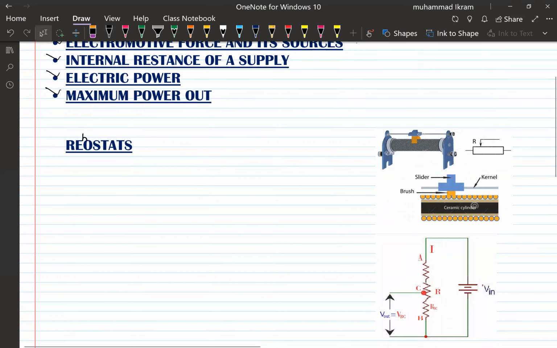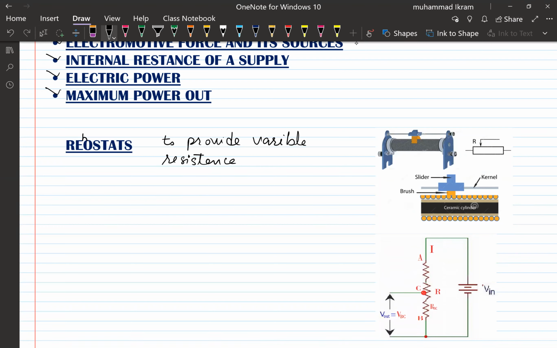So let us start with the name of Allah Almighty. Rheostat. Now, what is a rheostat? A rheostat is an electrical instrument which is used to provide variable resistance. By the working principle, we know R is directly proportional to L. So keeping this in mind, we use the rheostat to get a variable resistor.